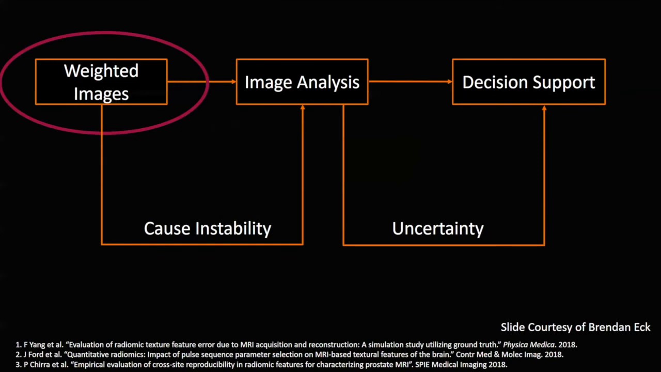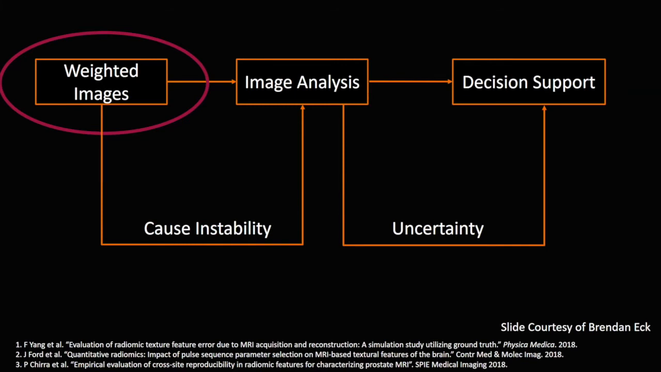Another challenge is that it has been reported that this large variation in the weighted images may also cause instability in the downstream image analysis, which means that image features we get from the post-processing are highly dependent on the imaging settings and the contrast variability of those images, and altogether may cause uncertainty for clinical support.